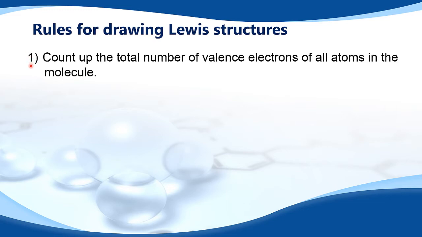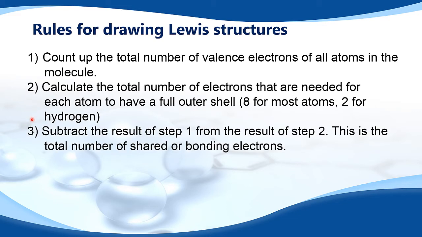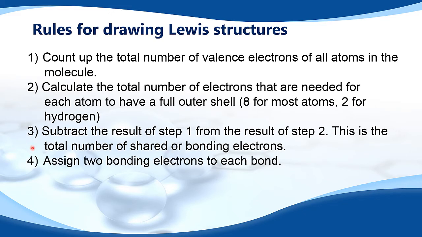Number 1. Count up the total number of valence electrons of all atoms in the molecule. Number 2. Calculate the total number of electrons that are needed for each atom to have a full outer shell. That's 8 for most atoms and 2 for hydrogen. Number 3. Subtract the result of step 1 from the result of step 2. This is the total number of shared or bonding electrons.